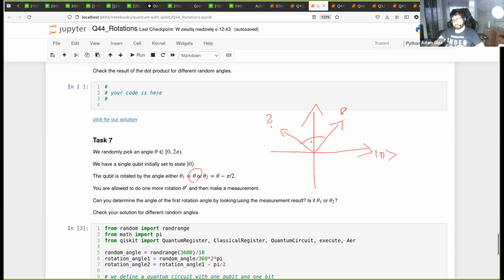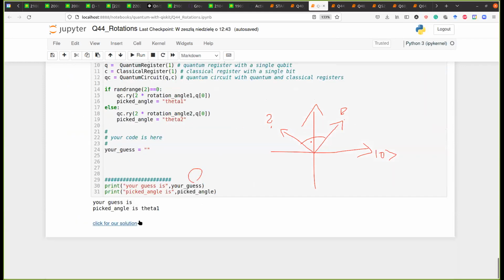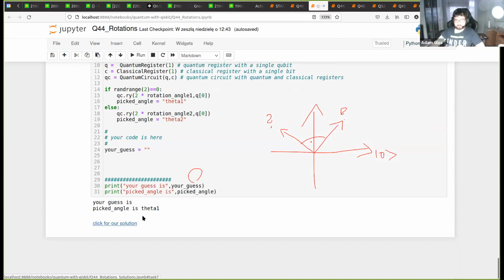Okay, so this may not be an immediate task to solve, but perhaps some of you already know the answer. If not, I will not give you a spoiler. As always, you can find the solution in the solution notebook.